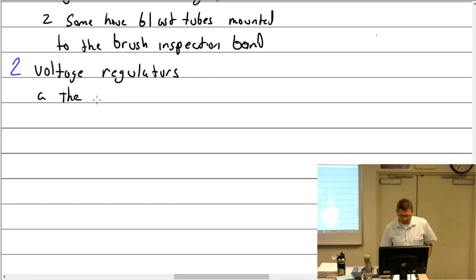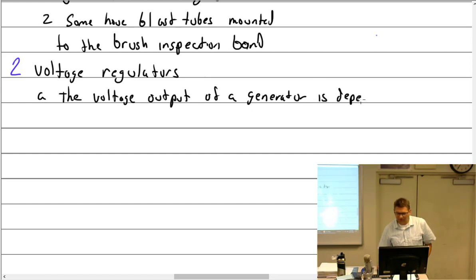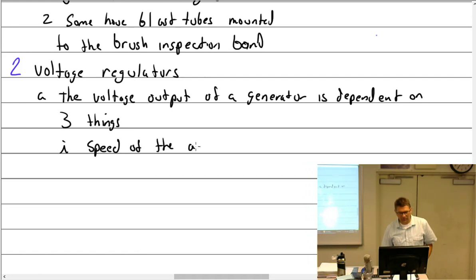All right, the voltage output. Tim, you were here when it was made. The voltage output of a generator is dependent on three things. What are those three things? Speed of the armature. I'm not done talking about that yet.